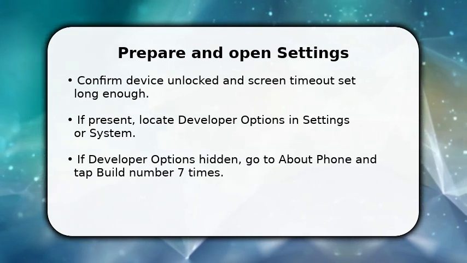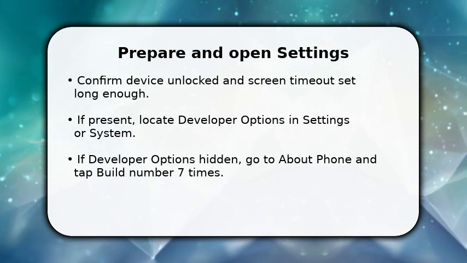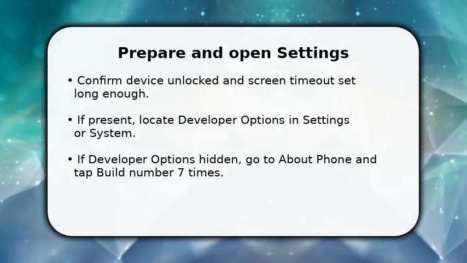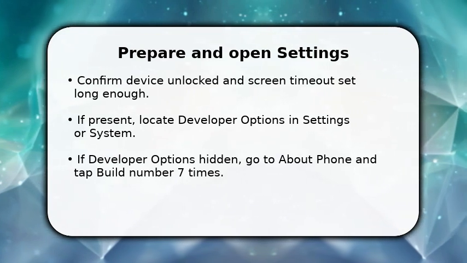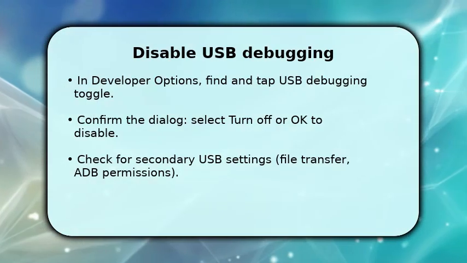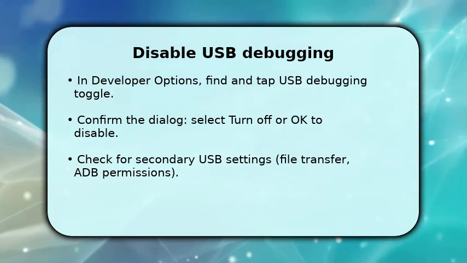Make sure you don't have any cables or active ADB sessions connected while you prepare to turn USB debugging off to avoid confusion. Now locate the USB debugging toggle inside Developer Options and tap it to switch it off. A confirmation dialog usually appears, so confirm by selecting Turn Off or OK.